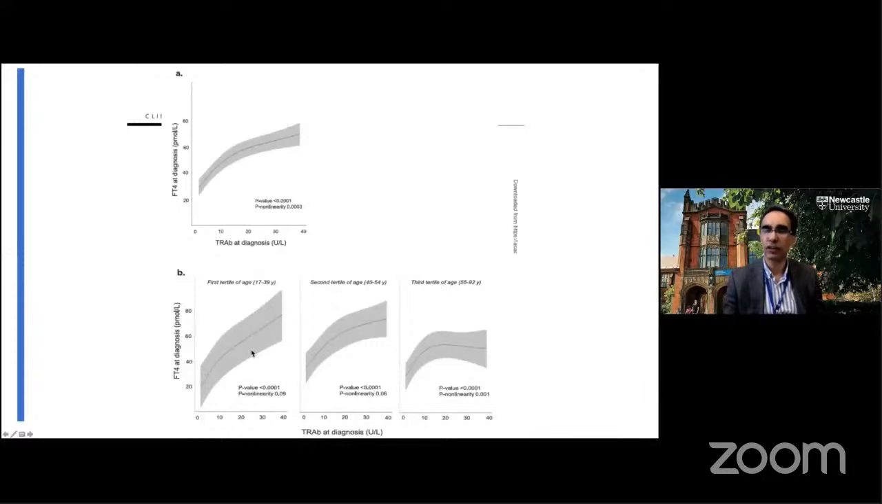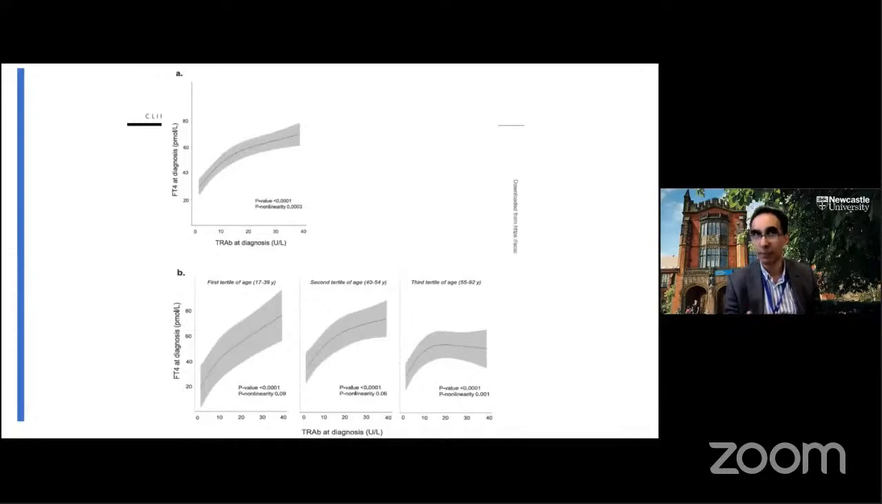So in younger patients, 17 to say 40 years of age, as high as the TRAB went, the T4 went higher. But in older age groups, above the age of 55, after about the level of 10, there was a flat response. So the higher TRAB didn't really seem to stimulate the thyroid more than what it could. It was almost like the thyroid wouldn't respond to much higher TRAB.